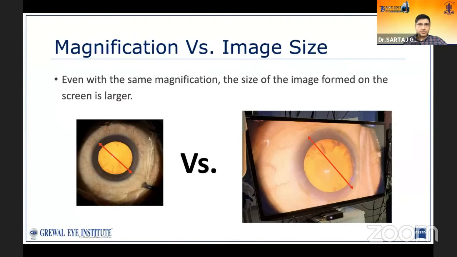So while frequently switching between the Lumera 700 and the Artivo while operating over the past year, one thing that I've noticed is that even with the same magnification levels on both the microscopes, the image that is formed on the large screen is actually bigger than what it is when you view it through the optics. That allows you to see more detail and operate more comfortably. So the Artivo provides an operating view with excellent resolution, even at high magnification levels, that allows you to see even the finest of details, such as these cortical matter strands.